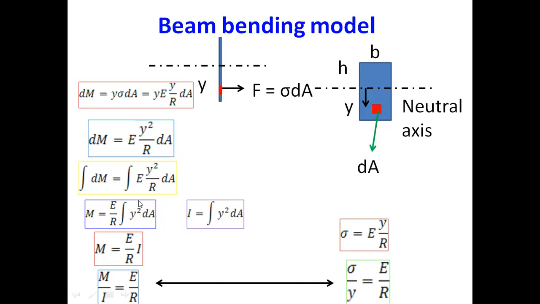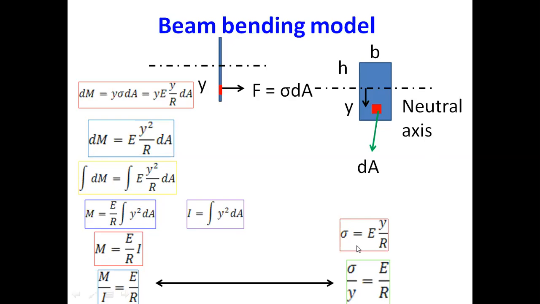So here you are seeing this term, integral y square dA. Physically it has meaning, and we have already discussed that this term is actually the second moment of the cross-sectional area of the beam, which is because of the bending of the beam. So integral y square dA is the second moment of area I. So putting for this term, M is equal to E by R times I. So from there I could write M by I is equal to E by R.